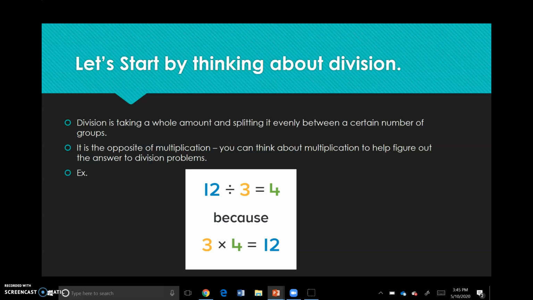So we're taking a total amount of 12 and splitting it evenly into 3 groups, and it would give us 4 in each group. Kind of thinking about if we had apples, 12 apples split between 3 people would be 4 apples each. So let's use that same thought process as we think about division with fractions.